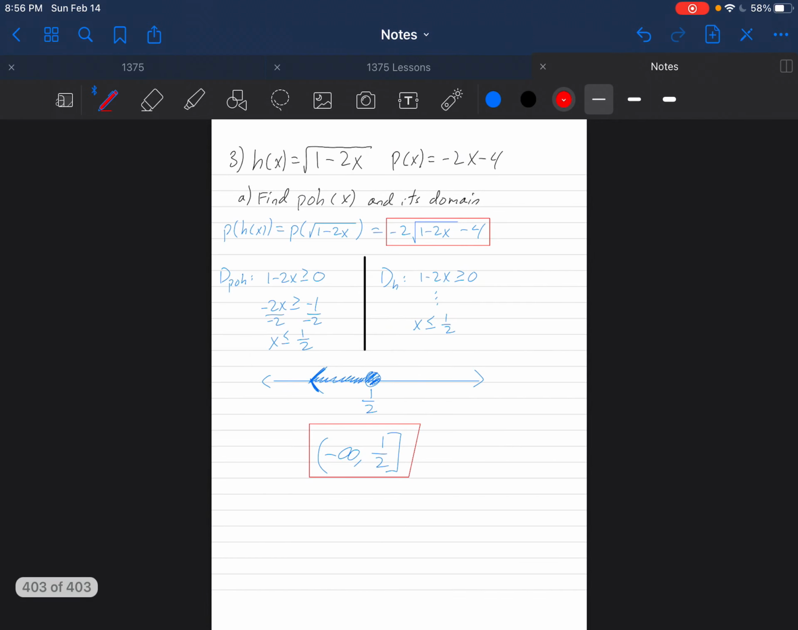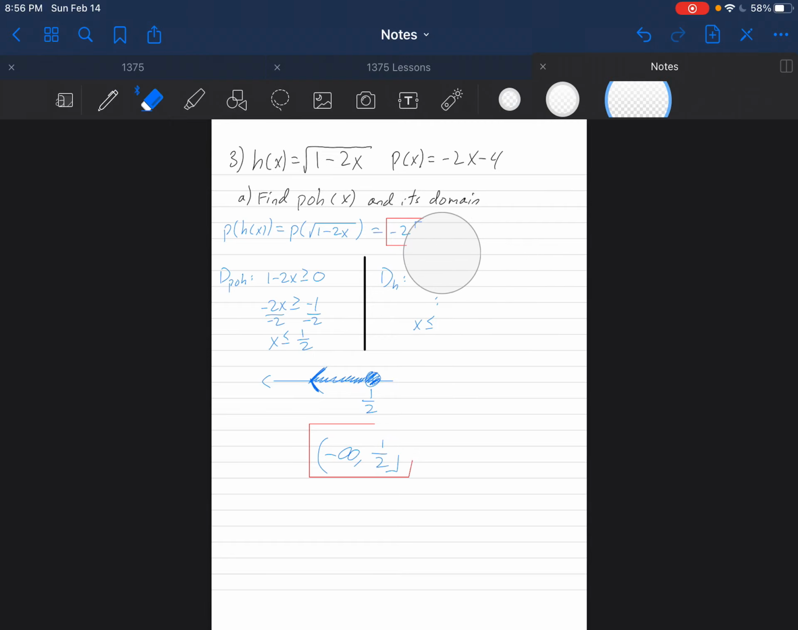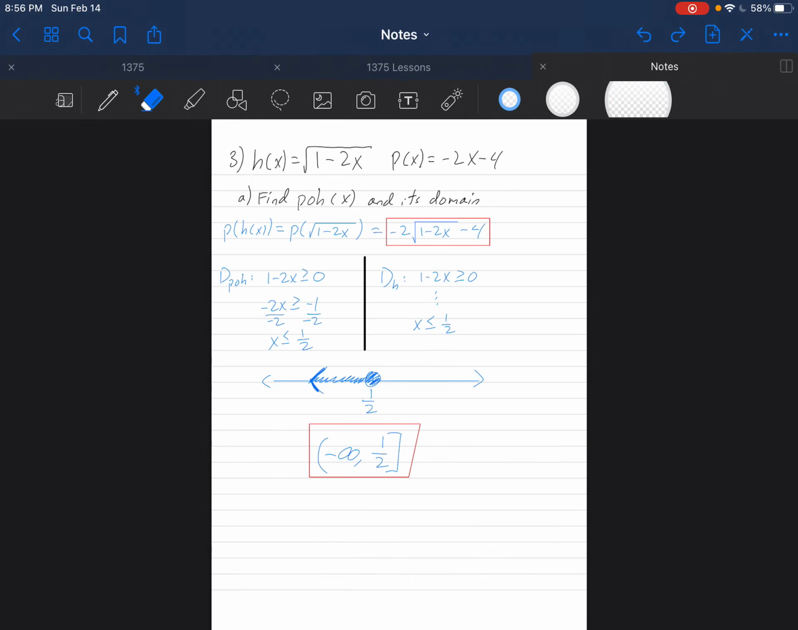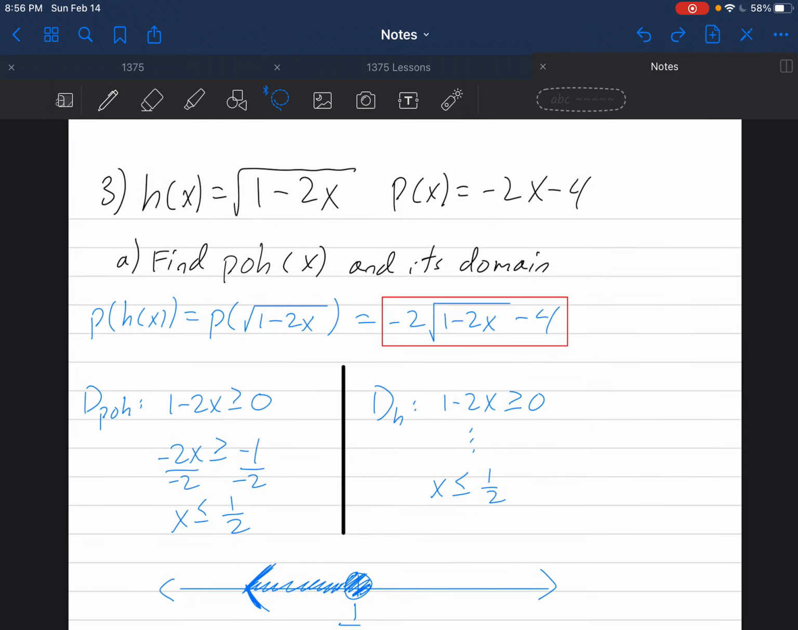All right, moving along to our last one. Oh, I forgot to erase it. Spoiler alert. Well, you know what? I'll leave it and I'll just talk through it. How about that?